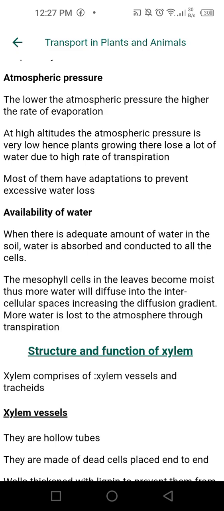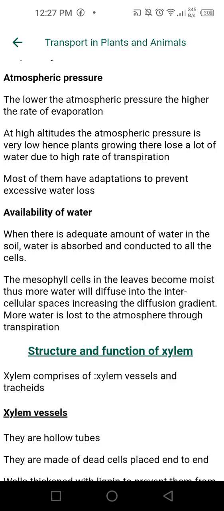Availability of water. When there is adequate amount of water in the soil, water is absorbed and conducted to all the cells. The mesophyll cells in the leaves become moist, thus more water will diffuse into the intercellular spaces, increasing the diffusion gradient. More water is lost to the atmosphere through transpiration.